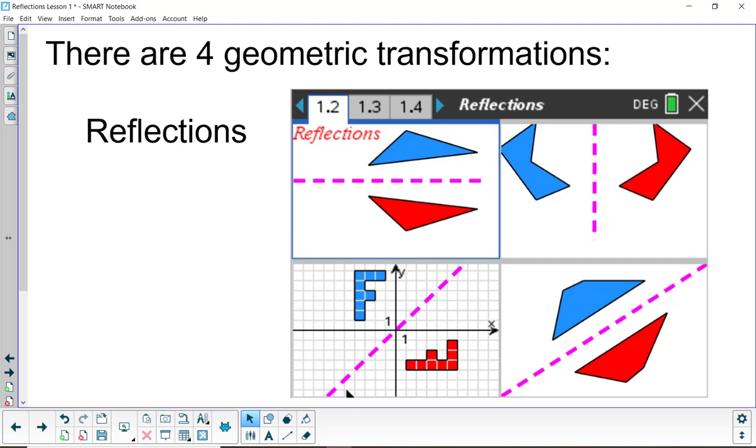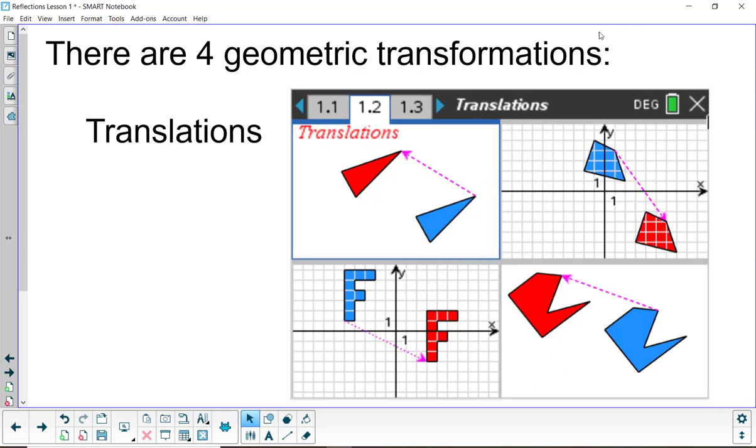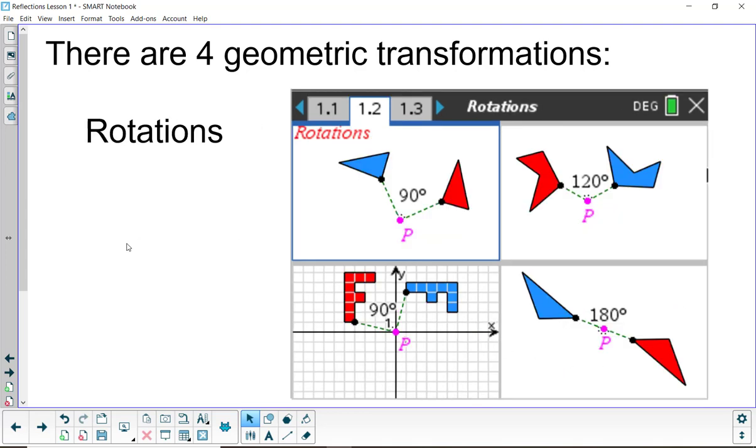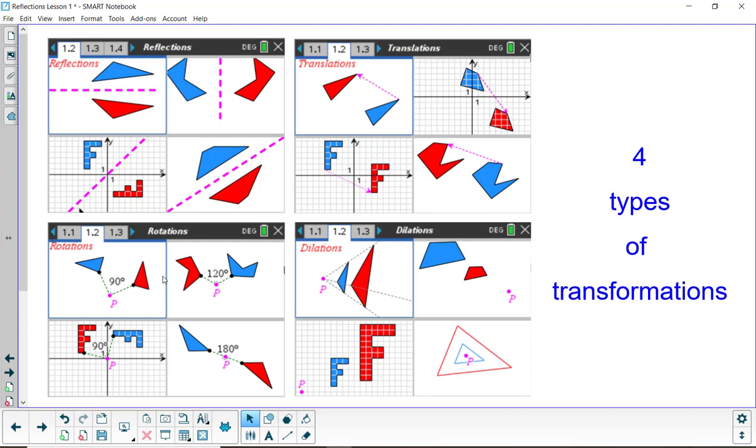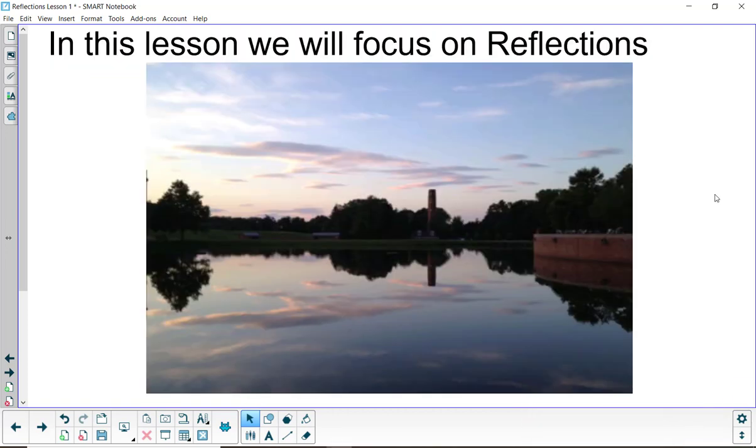There are four types of geometric transformations. We're going to be looking at reflections in this video. Translations are coming up. Rotations, what we mean by to rotate a figure about a point through an angle. And the fourth one, dilations. So these are the four types of transformations in geometry. So here we're going to focus on reflections.